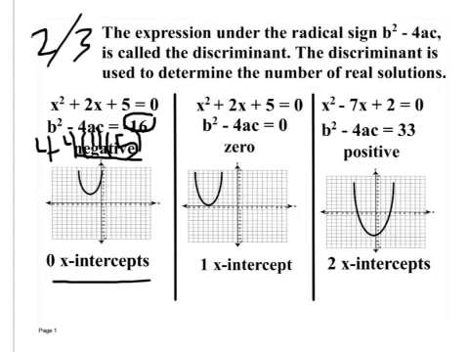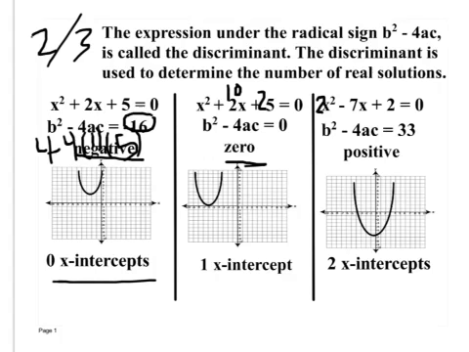Same thing here. Plug in this for b, plug in this for c, plug in 1 for a. You'll get 0. When you do that, you get 1 x-intercept. I think the numbers should be different. I messed up here. This should be plus 10x right here, and that should be 25. That will give you 0 when you plug it in. This should be 2x squared minus 7x plus 2. If you plug those in, the b squared minus 4ac, you'll get 33.